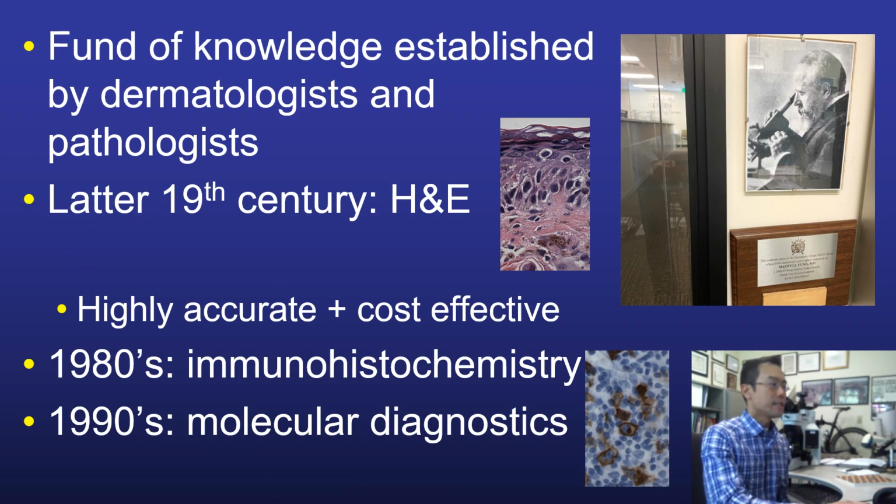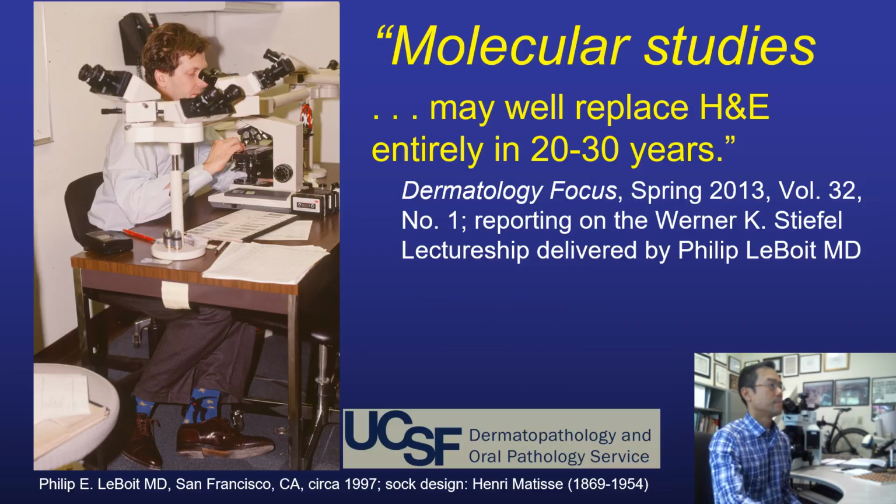The 1970s and 80s saw rapid adoption of immunohistochemical stains, or IHC, as an ancillary diagnostic test, and in many cases essential for diagnosis. And we're now seeing increasing reliance and availability of molecular diagnostic testing. And molecular studies are playing an increasingly prominent role in the entire field of pathology. It's been said that such studies may even replace H&E entirely within the next few decades.